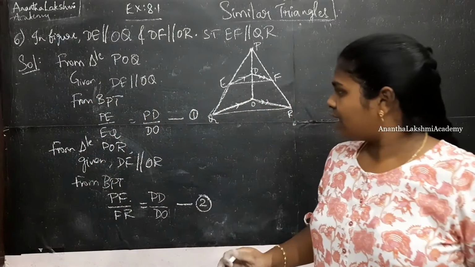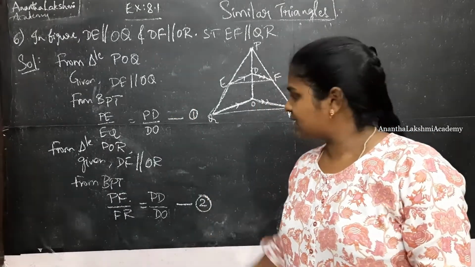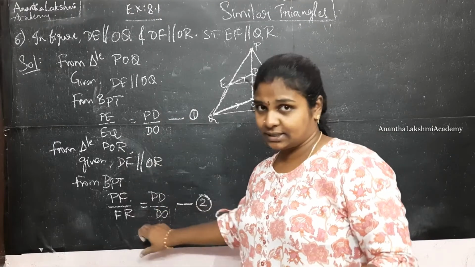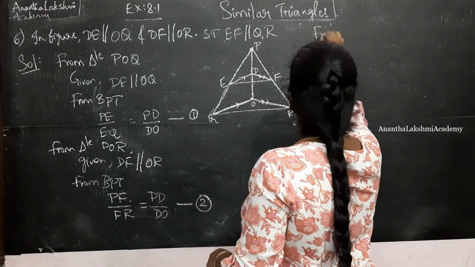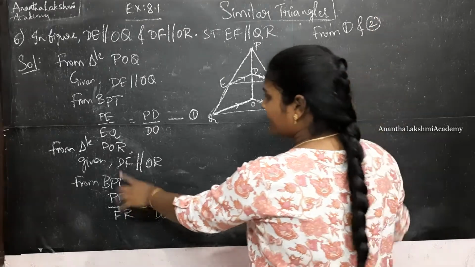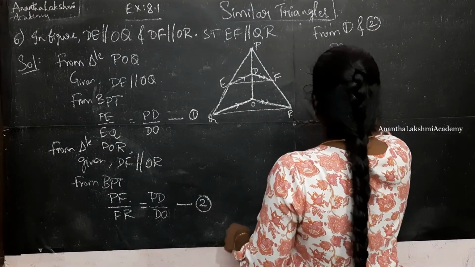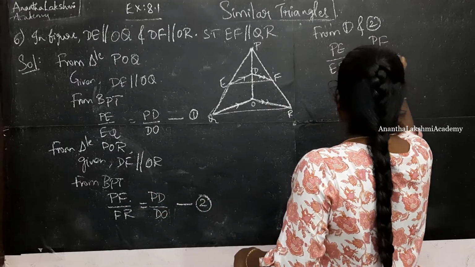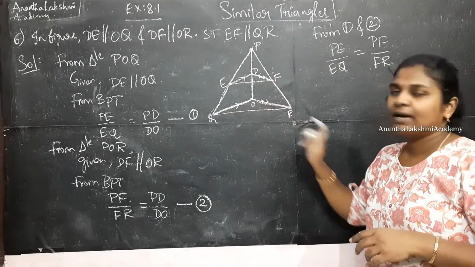So, if you look here, there is a common term, PD by DO, on the RHS of both equations. Since this is common, we are going to equate the other side, which is the LHS. So, from 1 and 2, what can I write? PE by EQ is equal to PF by FR. Okay, PE by EQ is equal to PF by FR.